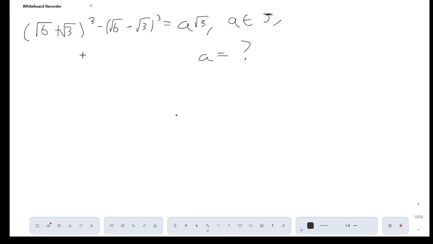I'm going to teach you a good little method for binomial expansions that will save you a bunch of time instead of using whatever this is.